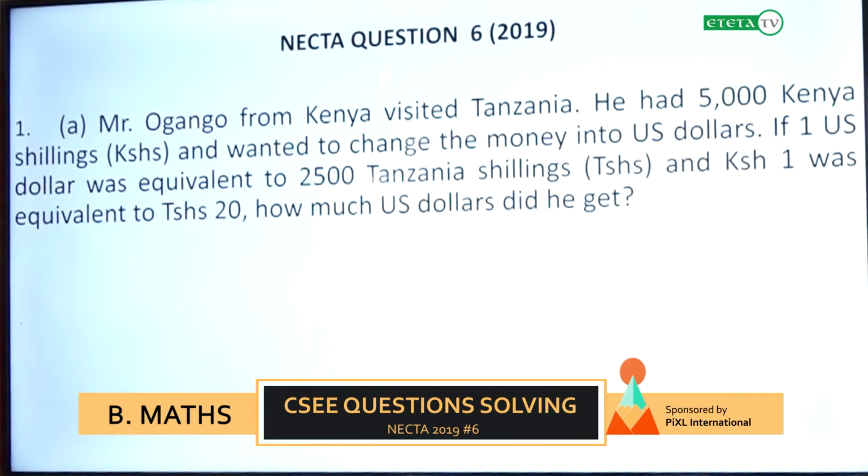Mr. Ogango from Kenya visited Tanzania. He had 5,000 Kenya shillings and wanted to change the money into US dollars. If $1 US was equivalent to 2,500 Tanzania shillings, and 1 Kenya shilling was equivalent to 20 Tanzania shillings, how many US dollars did he get?